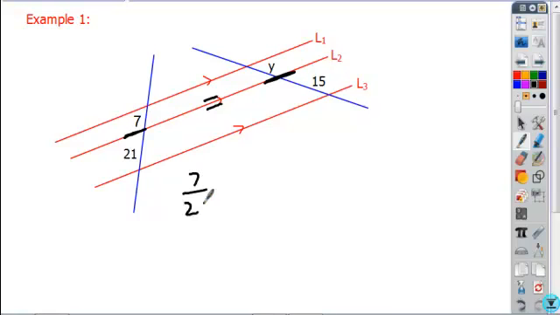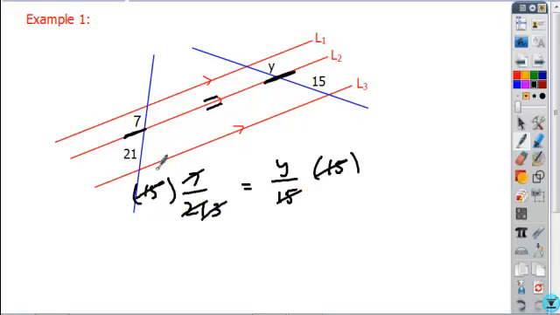7 over 21 is equal to Y over 15. And then it's just a matter of solving. So if we multiply both sides by 15, 7 goes into 21 3 times, 3 goes into 15 5 times, so you get Y is equal to 5. And you can test it and see, is the ratio of 7 over 21 equal to 5 over 15? Yes.